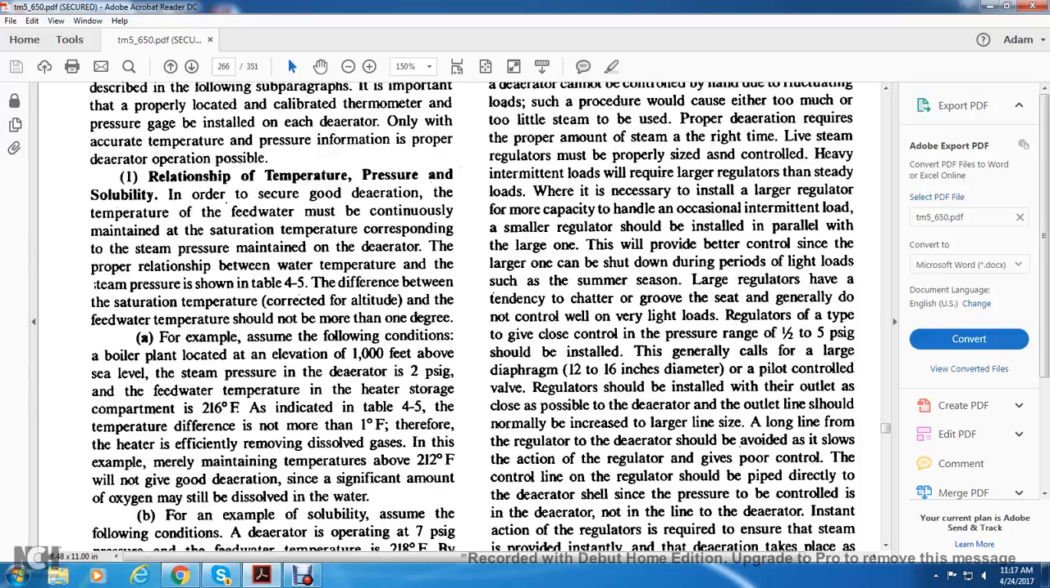1. Relationship of temperature, pressure, and solubility. In order to preserve good deaeration, the temperature of the feed water must be continuously maintained at a saturation temperature corresponding with the steam pressure maintained in the deaerator. The proper relationship between the water temperature and the steam pressure is shown in table 4 or 5. The difference between the saturation temperature, corrected for altitude, and the feed water temperature should not be more than 1 degree.